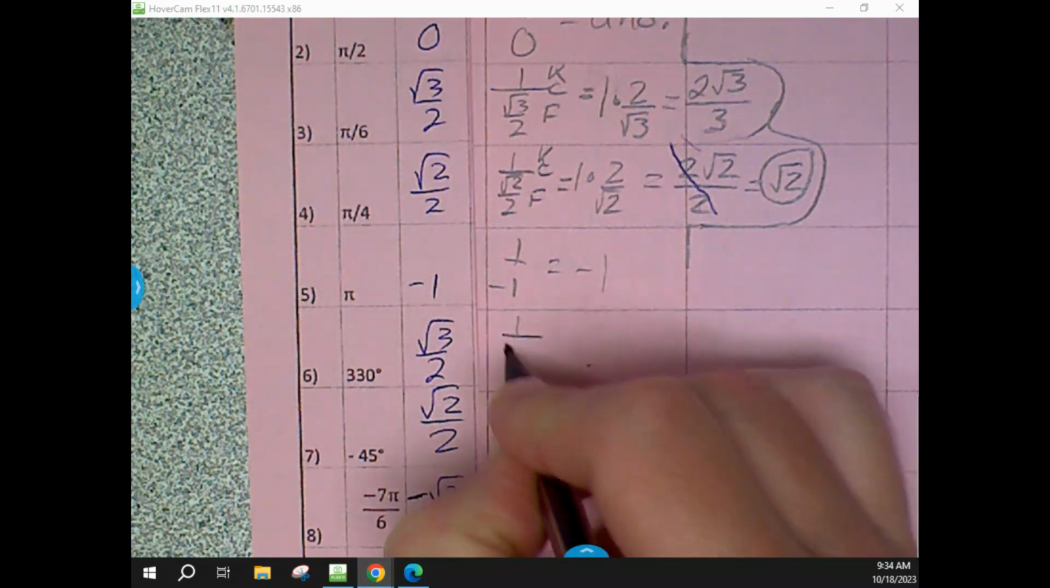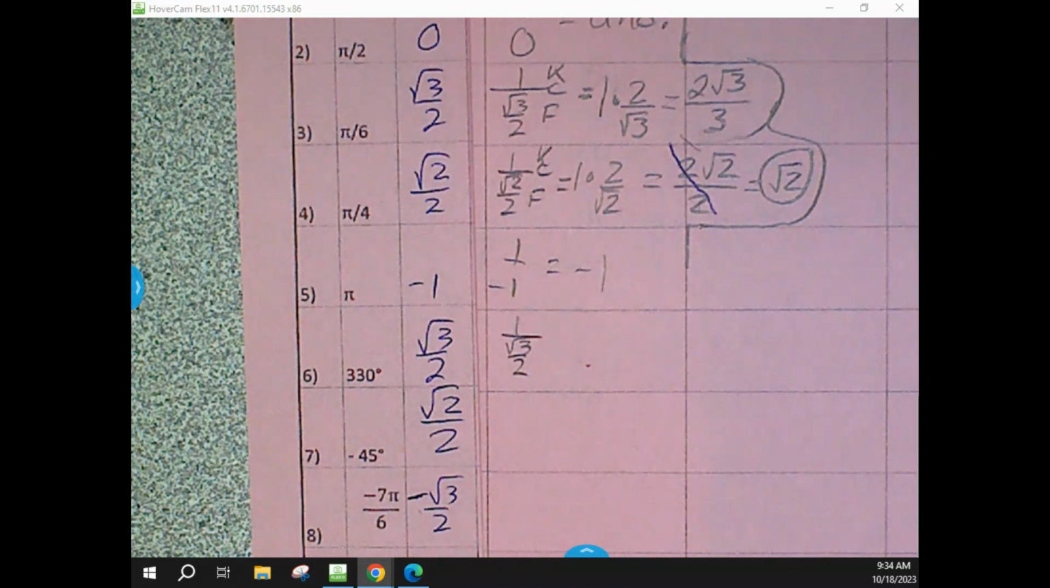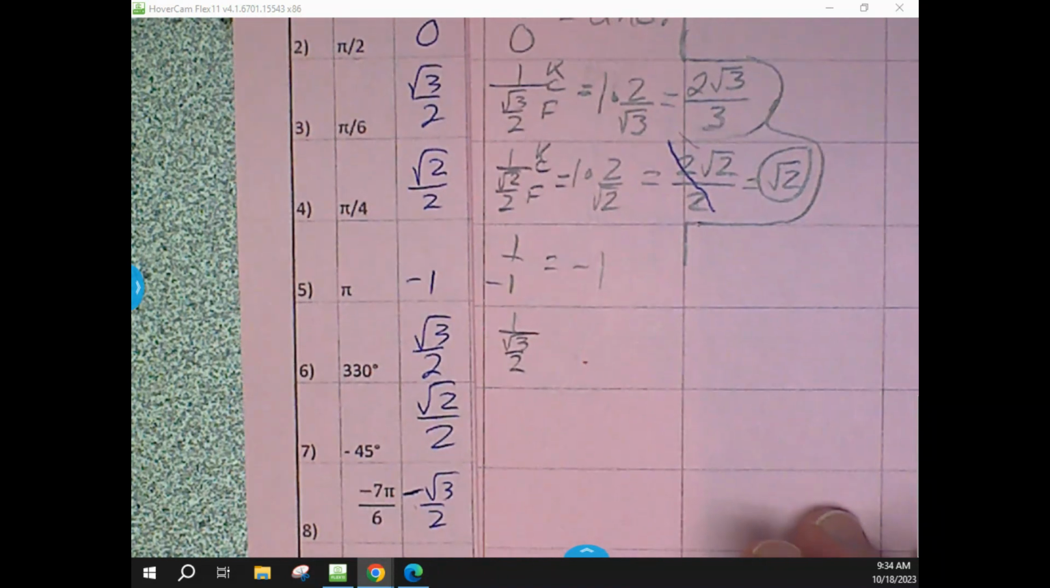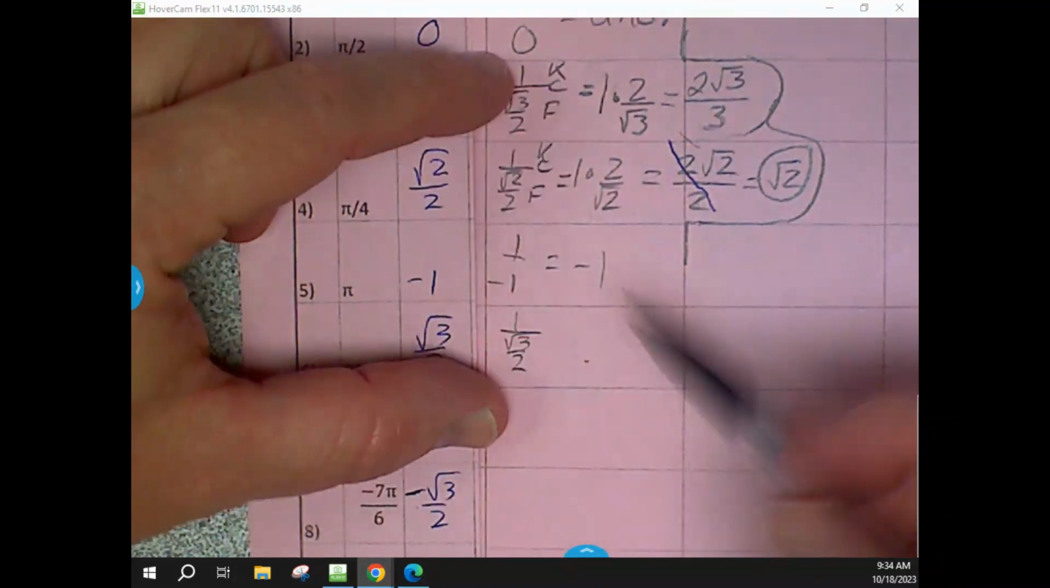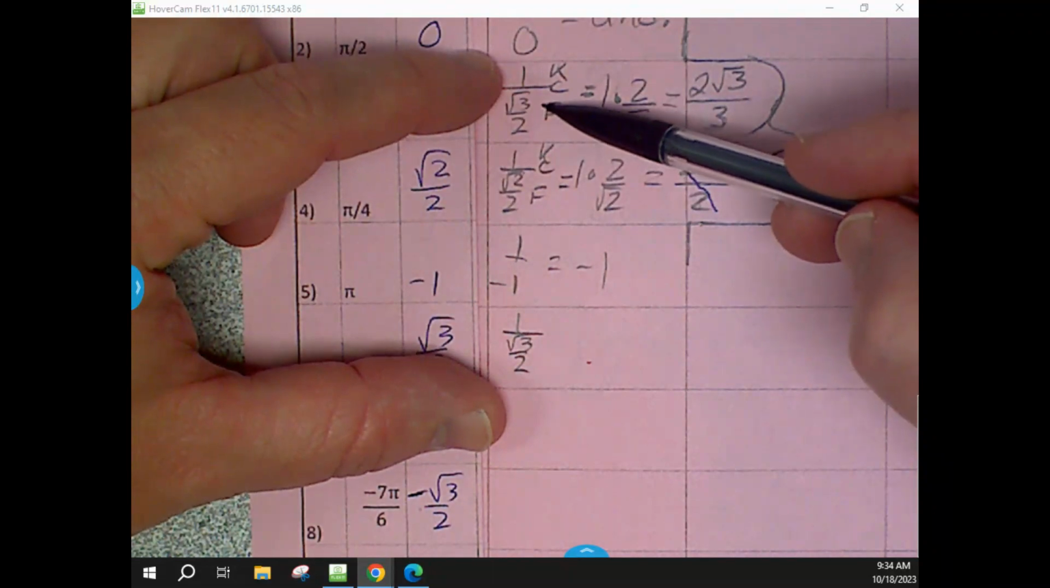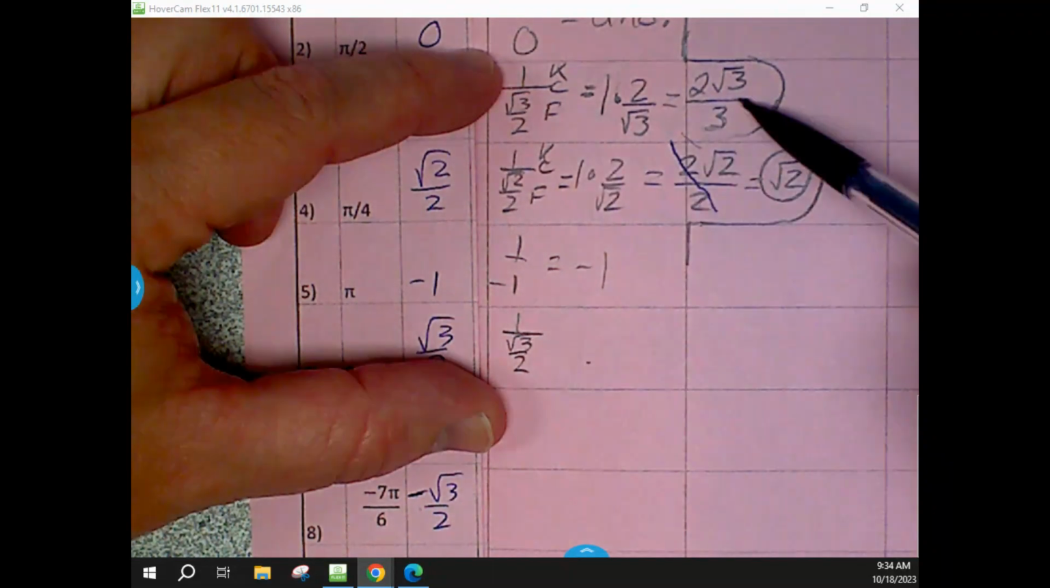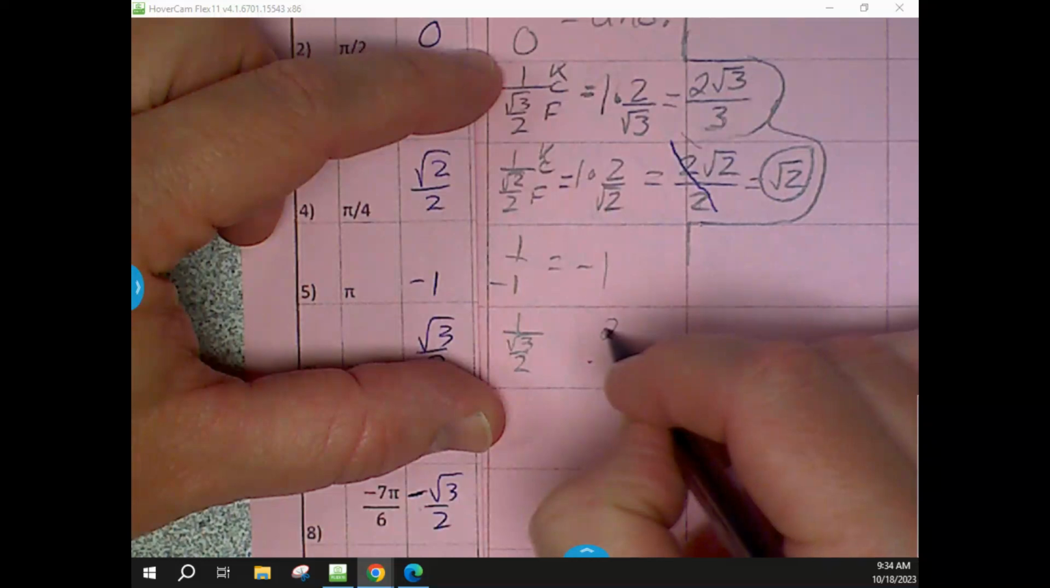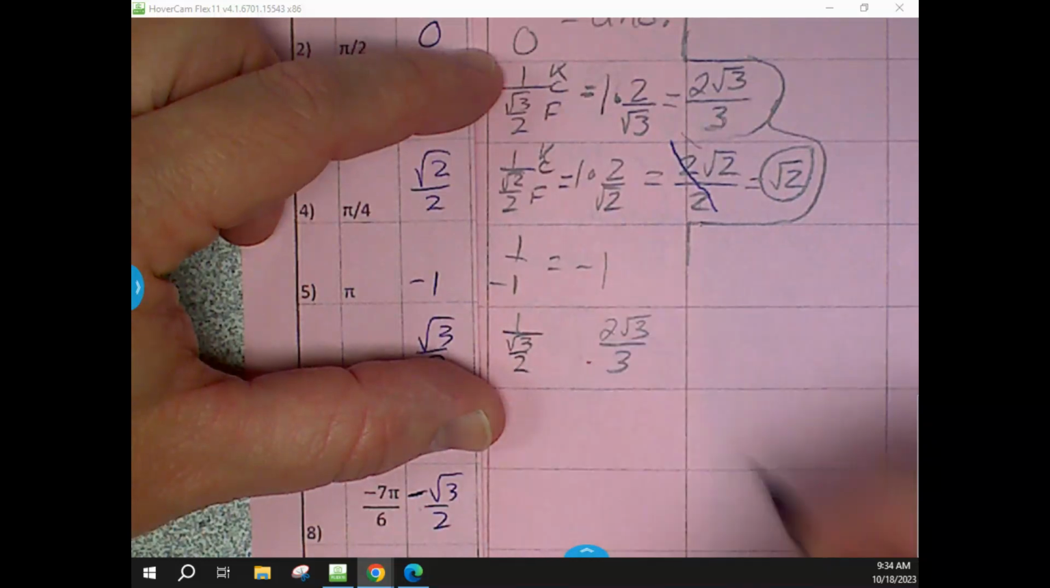This one is 1 over square root of 3 over 2. But again, you do not have to recreate the wheel because you've already got a 1 over square root of 3 over 2 answer right here. So for this one, once you know it's 1 over square root of 3 over 2, you know the answer is going to be 2 square root of 3 over 3.